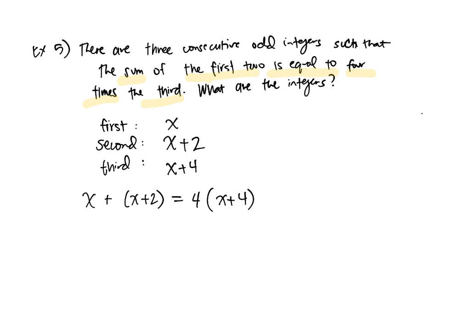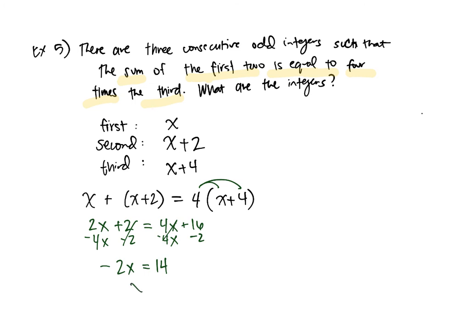So we have x plus x plus 2 is just 2x plus 2. Then we have 4 times x plus 4, which is just 4x plus 16. Okay, putting all the x's to one side of the equation, I'll move it to the left side, so minus 4x, 2x minus 4x. So we have negative 2x, sorry. And when I subtract 2 from each side as well, negative 2x is equal to 14.